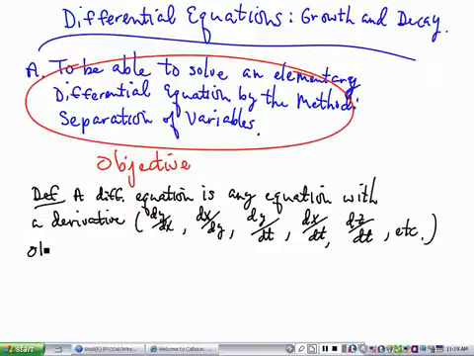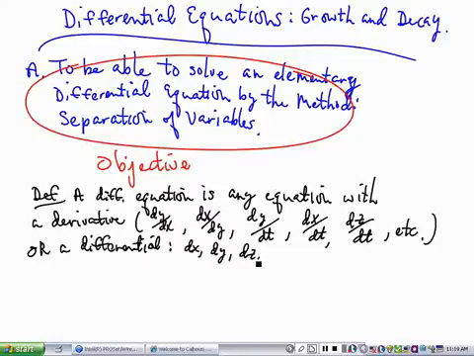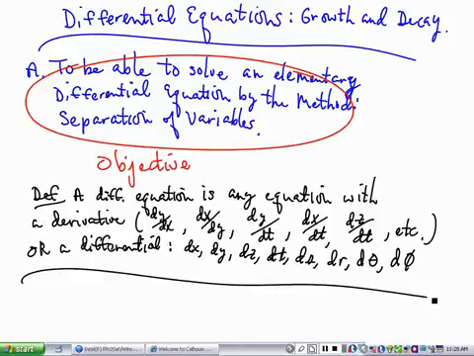Or it may contain a differential: dx by itself, or dy by itself, or dz, dt, ds, dr, d theta, d phi, and so on. So this is our definition of a differential equation.